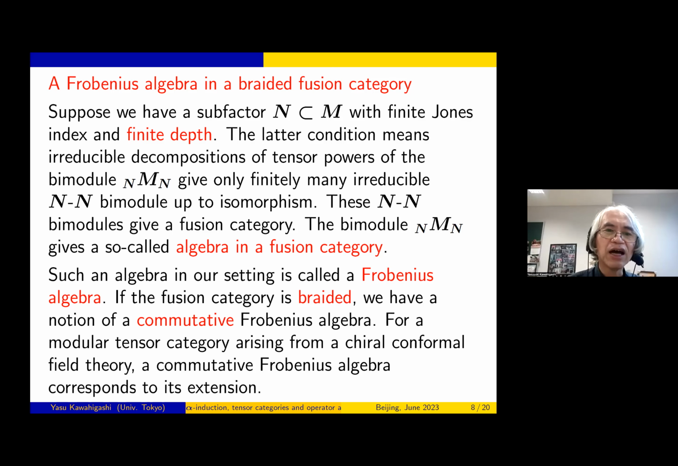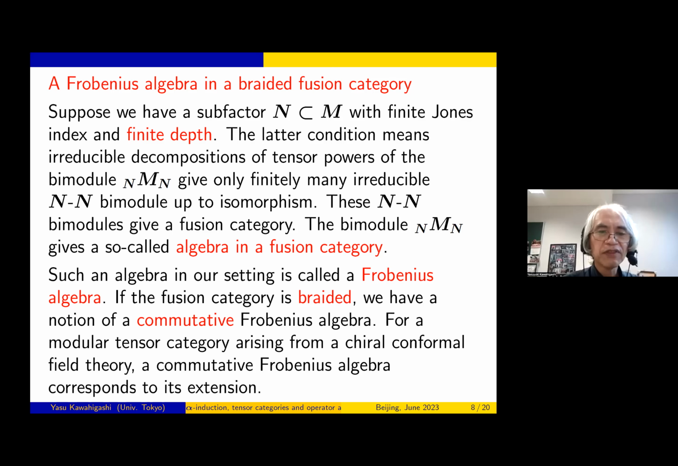Here we regard M as an N bimodule. Then we can make an irreducible decomposition of this one as an N bimodule. This finite depth condition means that we get only finitely many N bimodules arising from this tensor power construction. These N bimodules give a fusion category. We have only finitely many irreducible N bimodules, and this system is closed under the tensor product and dual operation. Then in this tensor category, we have the original bimodule, M itself, as an N bimodule. This gives something called an algebra in a fusion category. This kind of algebra in our setting is called a Frobenius algebra. This is a notion in abstract tensor categories.